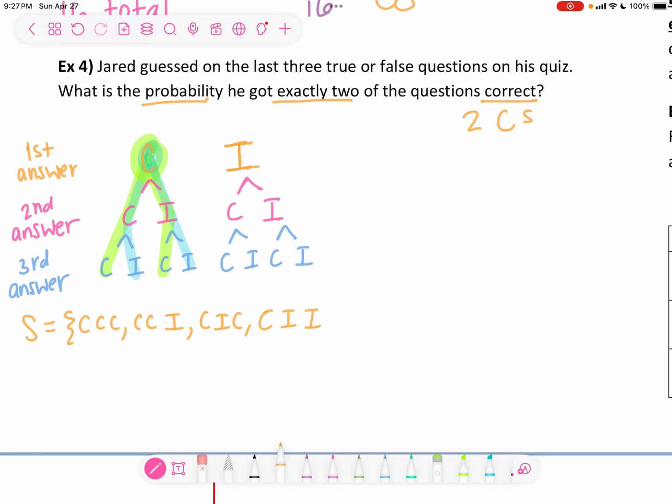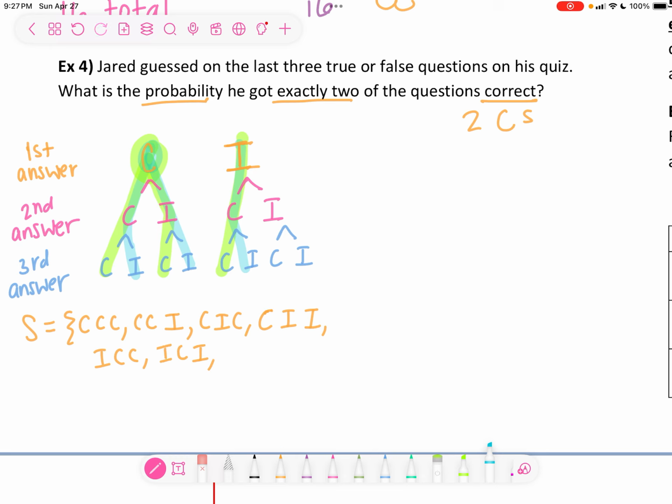Okay. And then we're going to have 4 more for if you got the question incorrect at first, right? Okay, so it's incorrect, correct, correct. So ICC. And then it's incorrect, correct, incorrect. So ICI.